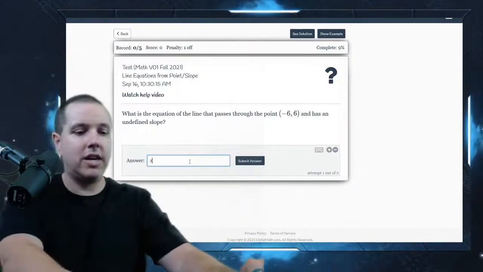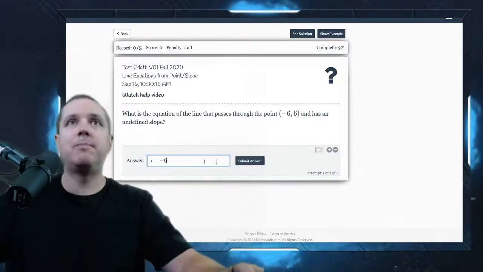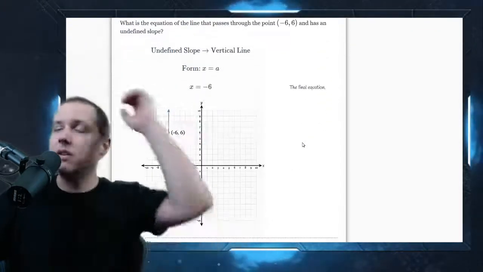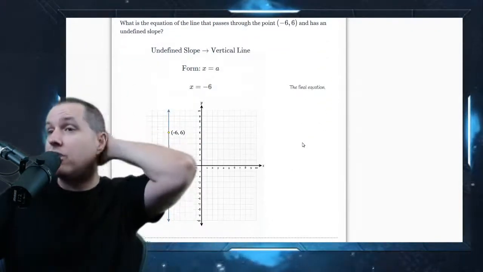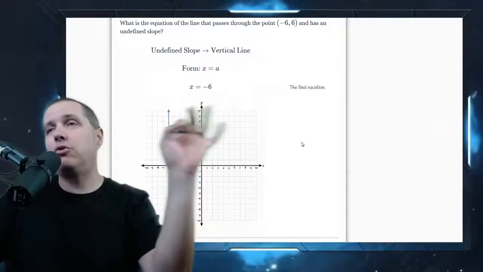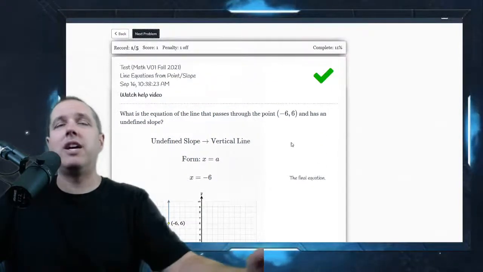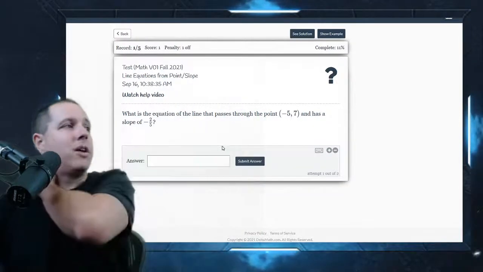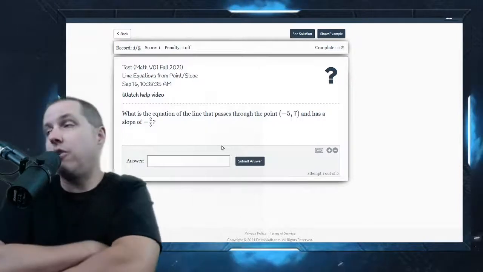They want the equation. X equals negative 6. Submit. Yes. Green check. There we go. Does that make sense? So you're going to get these different problems that give you clues, and you have to put the form together. In that case, we didn't even need the point slope form. Let's do another problem. Here, this one's a little better, at least as far as using that formula.